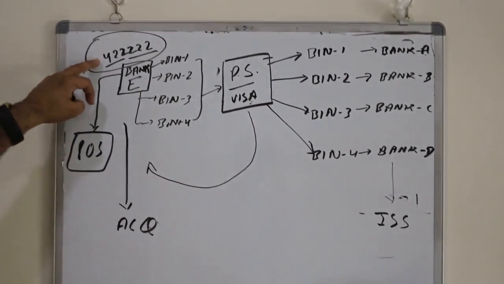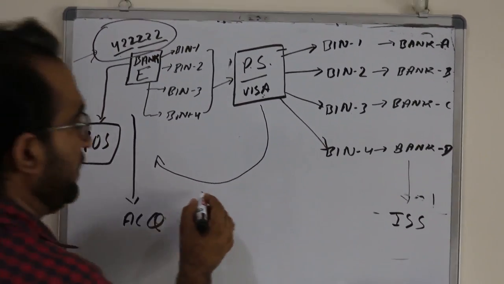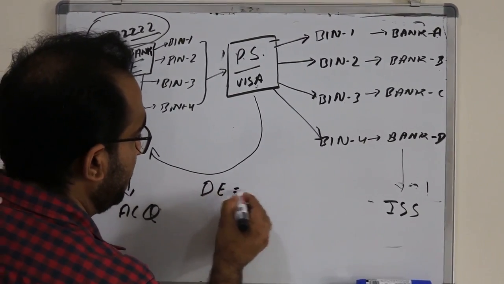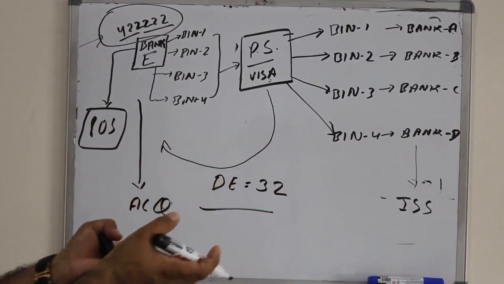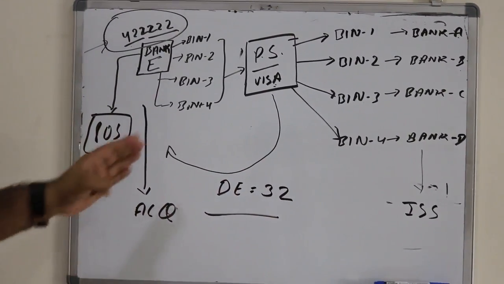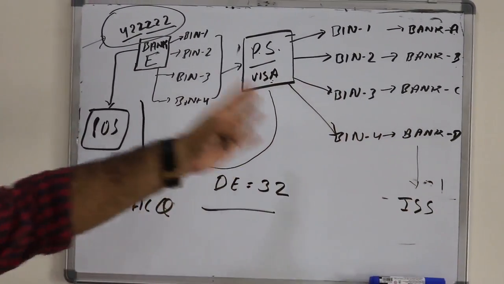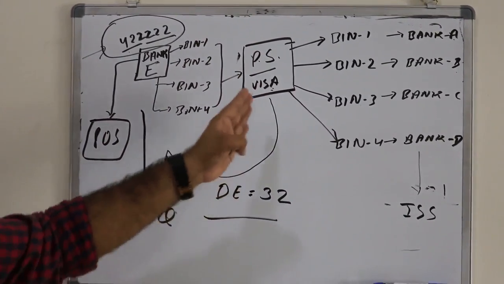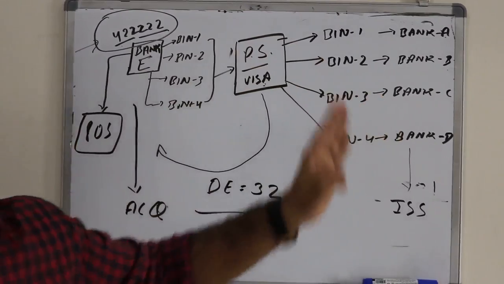This acquiring bin, in the ISO data element, we receive it in data element 32. So this is the overall transaction flow, how the payment system issues the bin number to an issuer bank and an acquirer bank. Because they are in the middle, they should understand from where they are receiving a transaction and to which bank they should route the transaction.